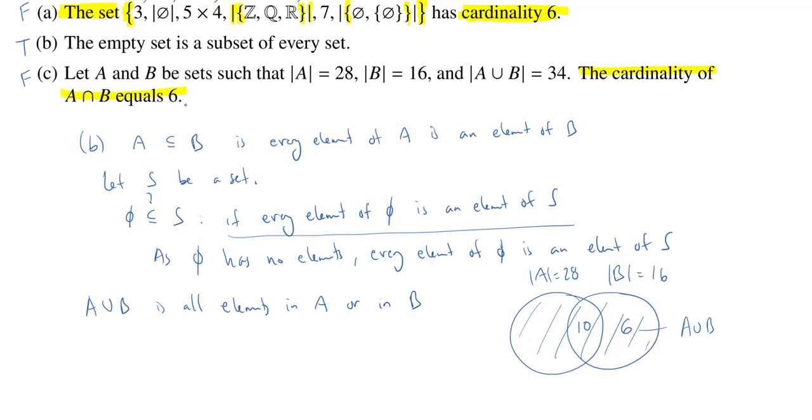How might you have gotten 6? Well, okay, it's a distractor, right? You say, look, from 28 to 34 is 6. That's where the 6 is. But this isn't what's in the intersection. This is precisely the 6 elements that were not in the intersection, but were in B.